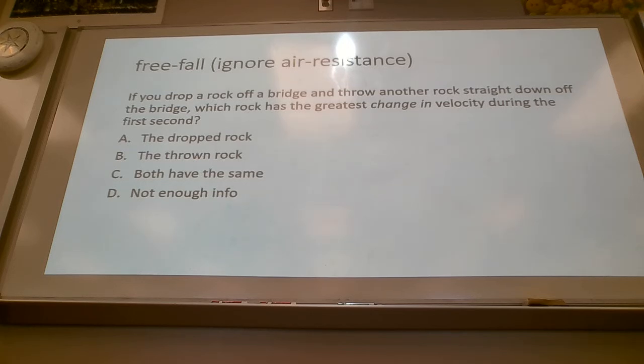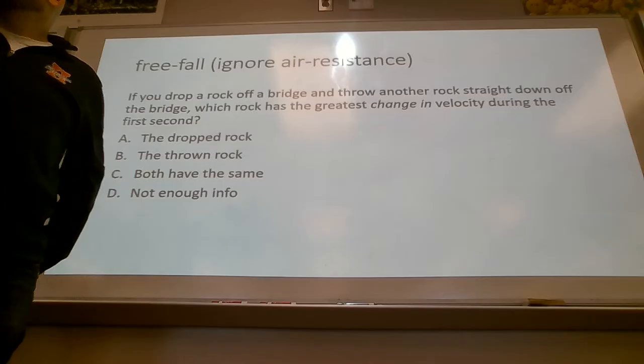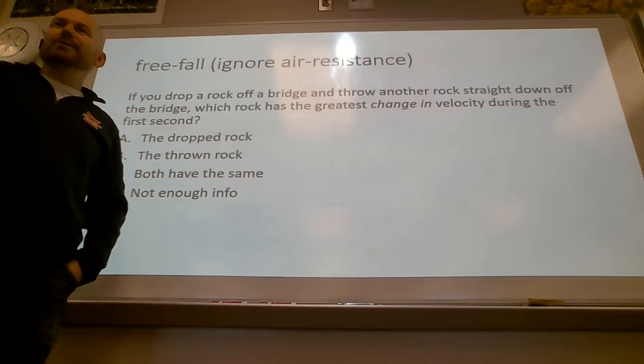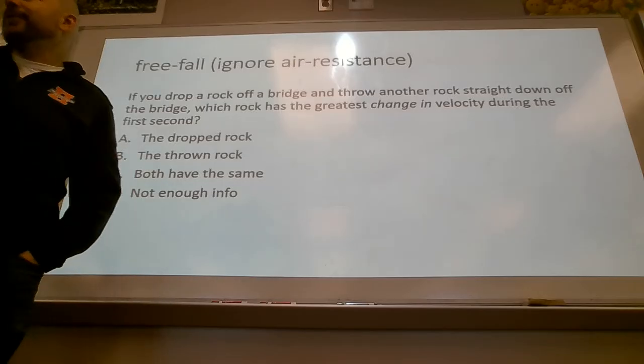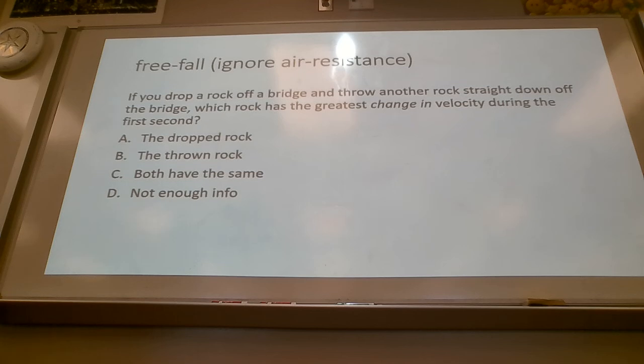Correct answer is C. They both experience the same change in velocity. The one that was thrown is obviously going faster, has a greater velocity, but the change in velocity is the same because they experience the same acceleration of free fall. Rounding 9.8 to 10, the dropped one goes from 0 to 10 meters a second. The one that was thrown goes from like 15 meters a second to 25 meters a second. Both experience an increase of 10 meters a second.